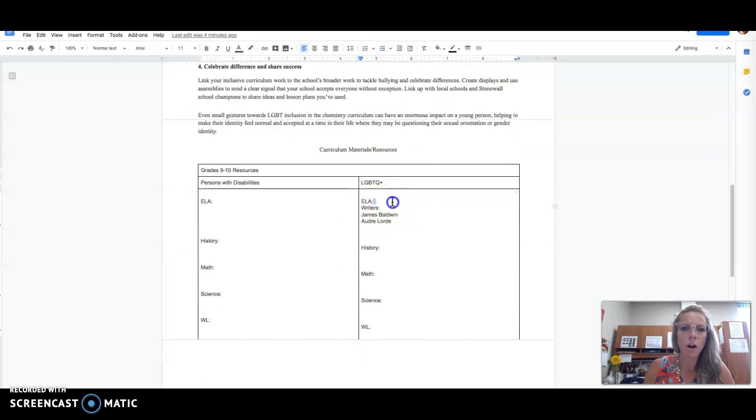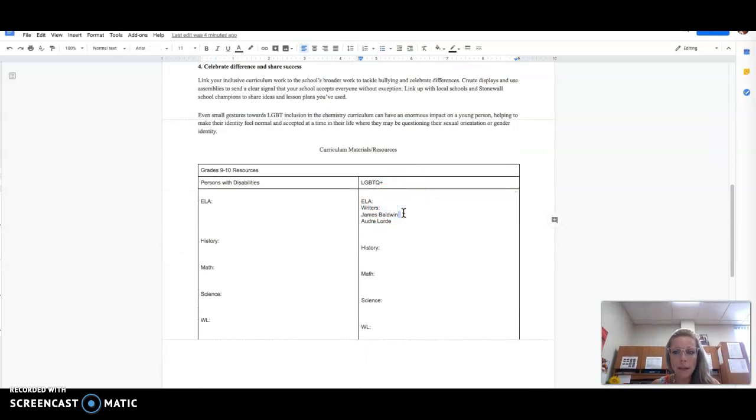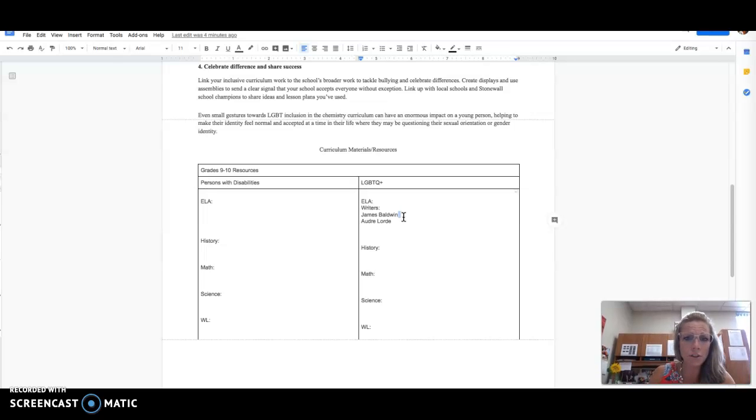And then I created a chart which I thought you could either copy or share this document with your teachers, and ask them to start looking at their curriculum documents and auditing them, thinking about where the gaps are. Do we teach James Baldwin and Audre Lorde? Those are the two authors that come to mind right away when I think about LGBTQ. Persons with disabilities: are there stories that we teach that address characters with disabilities? Let's put those in there. History, math, science, world language.